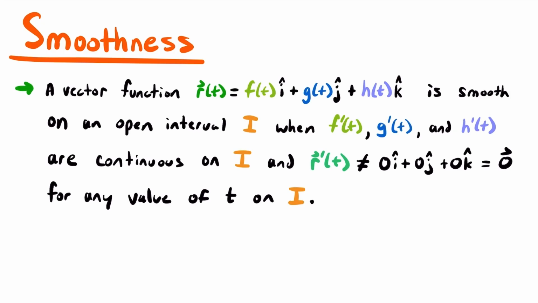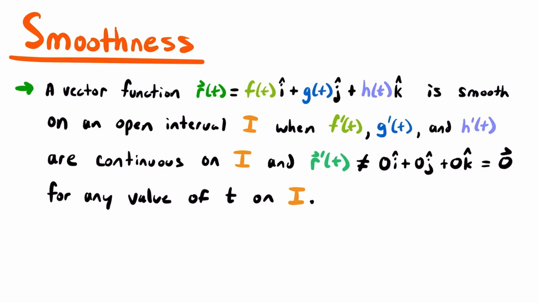All right, so more formally, here's the definition. A vector function r of t, which has three components of f of t, g of t, and h of t, is smooth on an open interval I. We're just calling the interval I, that's all that means. The vector function will be smooth on that interval when the derivative of those three components are continuous on that interval and the derivative of the entire vector function does not equal the zero vector.